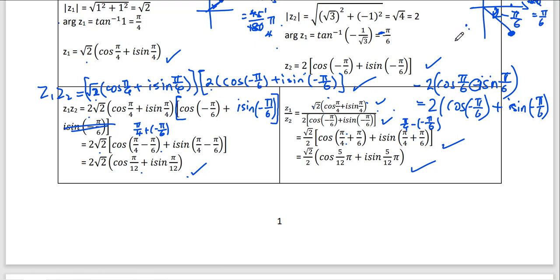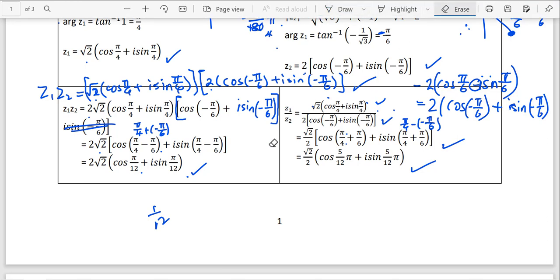Simplify the angle. Now, to check if it is less than pi, you can look at the fraction, very easy. If the fraction is less than 1, then it is set already. If more than 1, then you have to simplify. This one is 1 over 12, less than 1, right? So it is set already, no need to simplify.